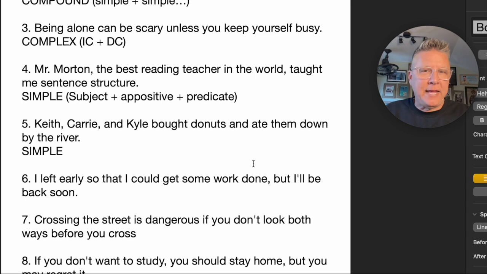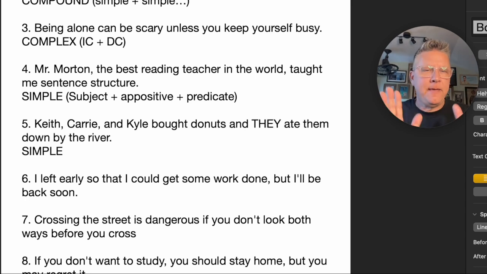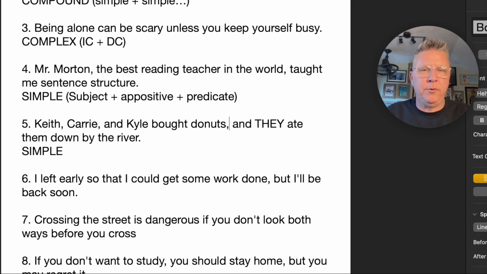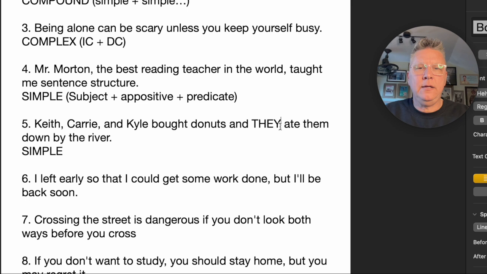Now, let's say I put they here. That changes everything. The comma would then be demanded, grammatically, because you have a simple sentence, these three bought donuts, and then you have another simple sentence, they ate them down by the river. The presence of this noun changes the sentence type and the structure. It makes the requirement of a comma, and it changes it from a simple to a compound. So no comma, no subject there. That's a simple sentence.